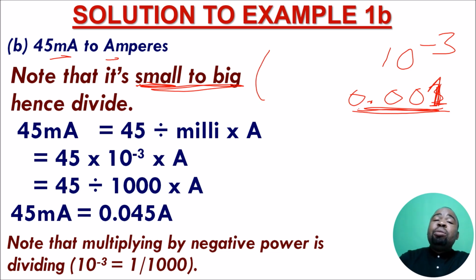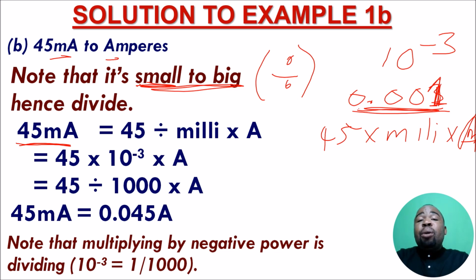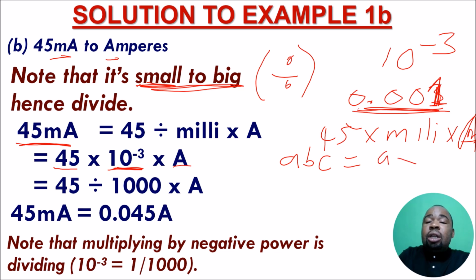What do we do when we're moving from small to big? We need to divide. So we are going to express it the same way. This expression is the same as 45 times milli times an amp. Now, where there is milli, we know that is 10 to the power negative 3. So we're going to have 45 times 10 to the power negative 3, because for a milli the factor is 10 to the power negative 3, times the amp. Just like A, B, C is equivalent to A times B times C. Where there is a milli, now we put the power or the factor, which is 10 to the power negative 3.